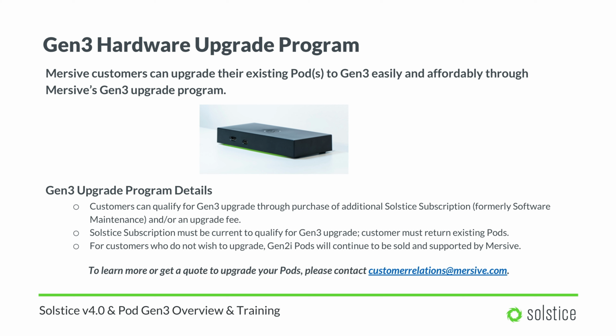So customers can definitely qualify for Gen 3 upgrade by basically buying Solstice subscription, which we used to call maintenance, but has now become called subscription due to its being tied to availability of Kepler and some of the other SaaS offerings that we're building. So if you are under a Solstice subscription and you extend it, or you're out of subscription and you renew it, that's going to make you eligible for a very good upgrade program to get Gen 3 pods deployed and swapped out for your Gen 2s. So you have to be current, so you've got to get current, and then you have to return your existing Gen 2i's. If you don't want to upgrade, of course, Gen 2i's continue to be sold and supported by us.